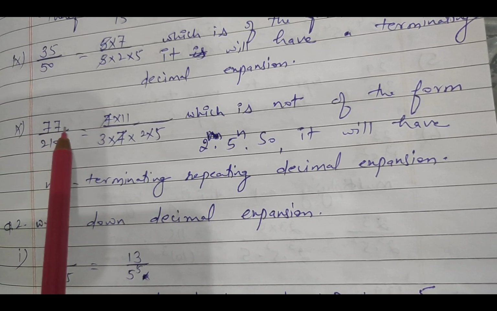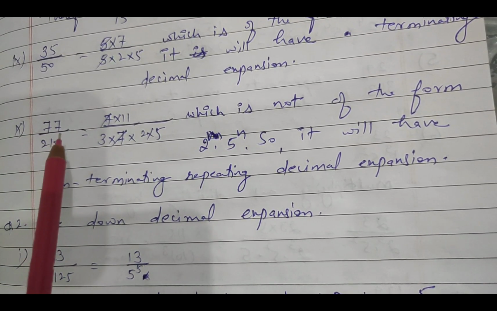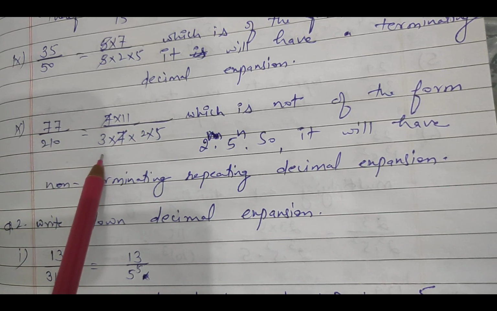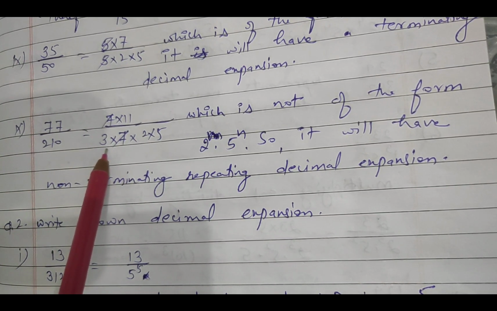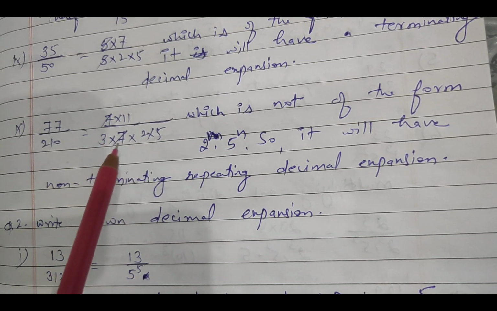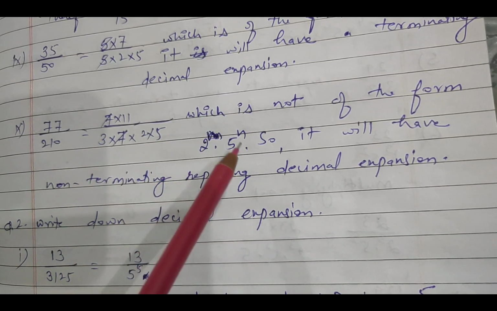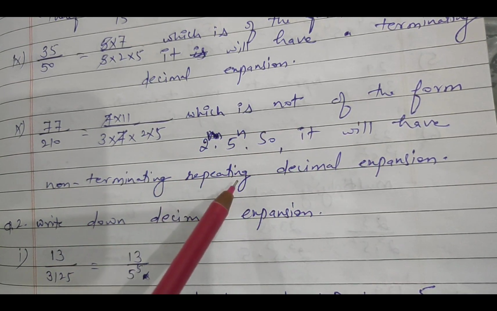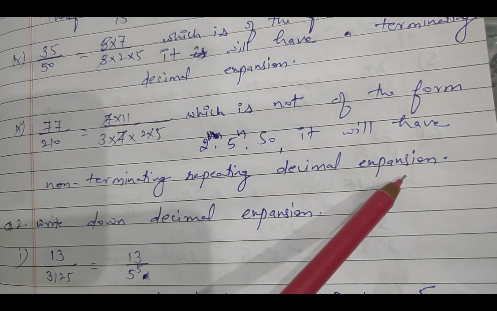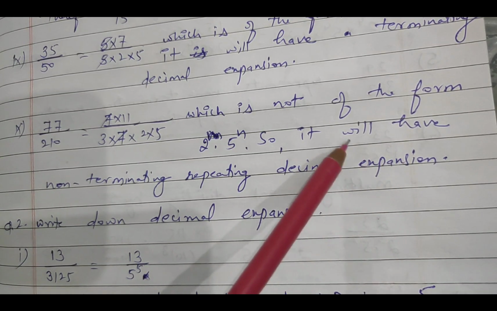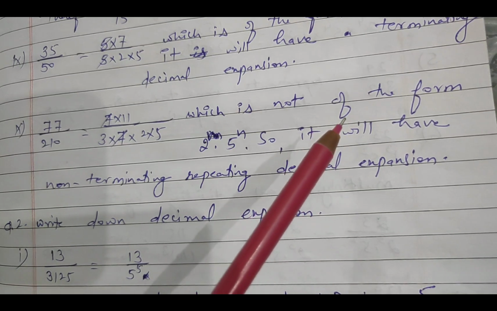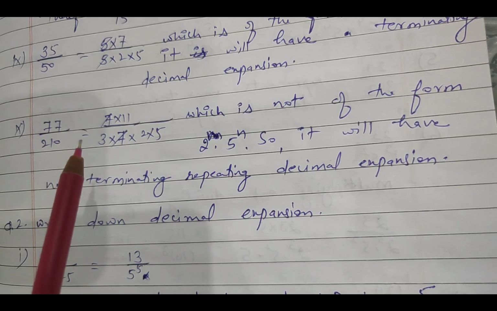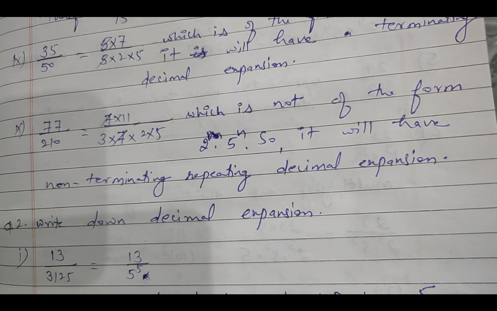Come to this question, 77 upon 210. Now here you can see that I can cancel 7 but still 3 is left, right? So because of 3 I can see that the denominator is not in the form of 2 raised to power m into 5 raised to power n. So it will have a non-terminating repeating decimal expansion. Hope you have got this idea. If any doubt is still there, you can write in the comment box and I will try to solve your queries. Now come to question number 2.